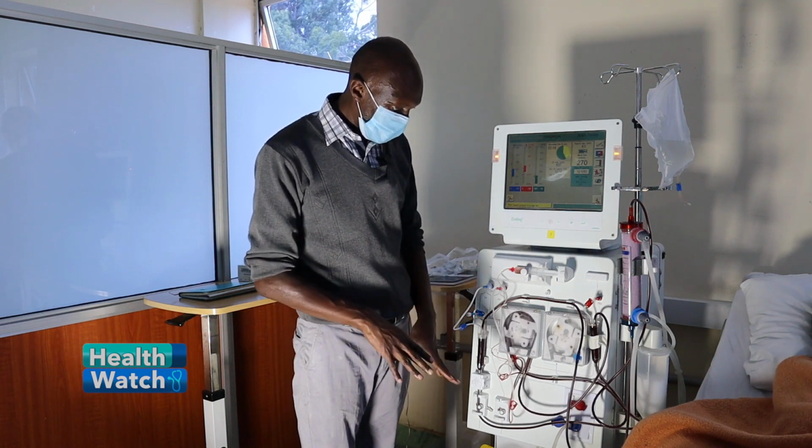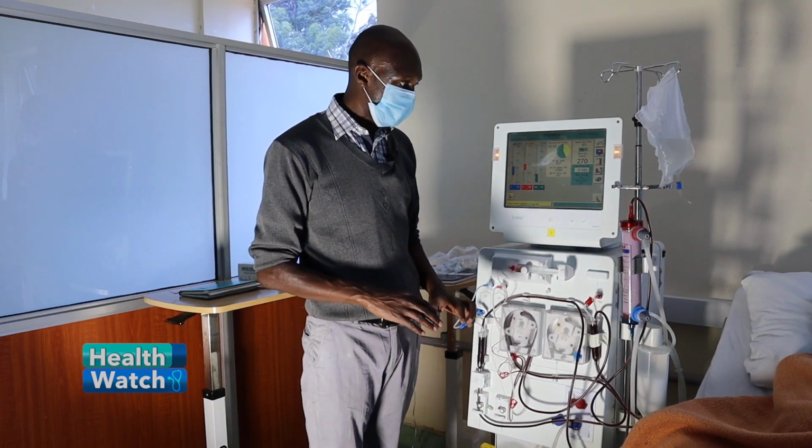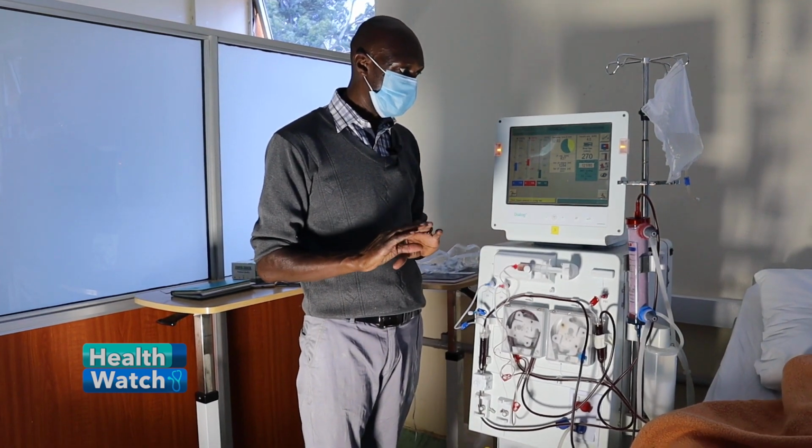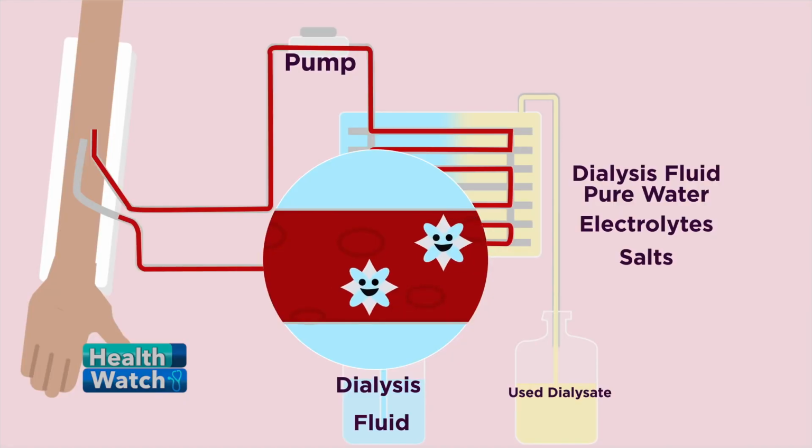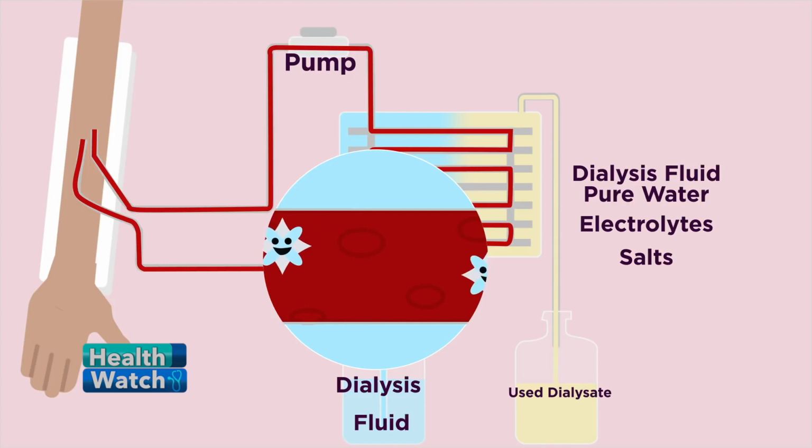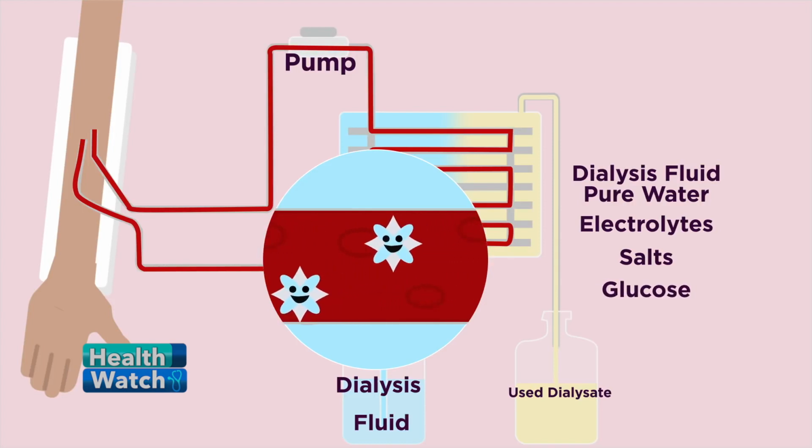Most of the electrolytes in the acid concentrate are what is normally in the human body at normal levels. So that continuous diffusion process continues until there is an equilibrium, so that the toxins in the body, which happen to be at a higher level, are brought back down to the equilibrium. Basically, that's the basics about dialysis.